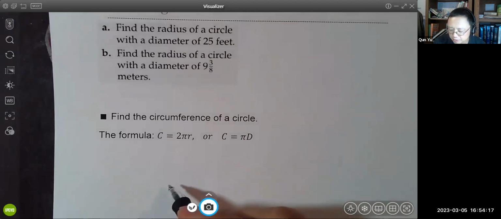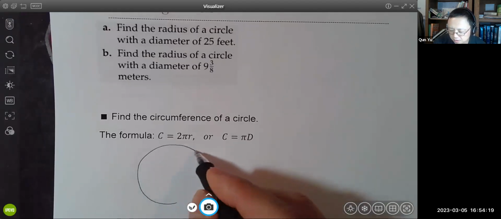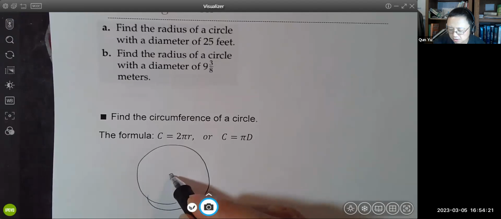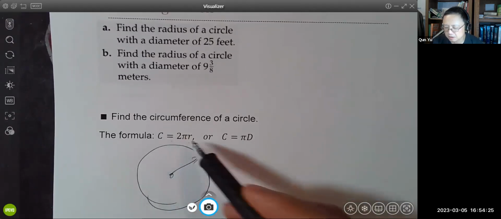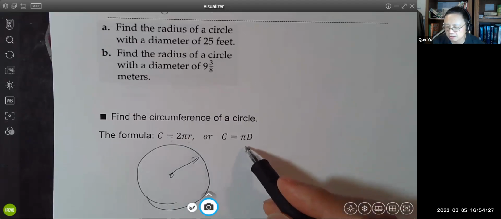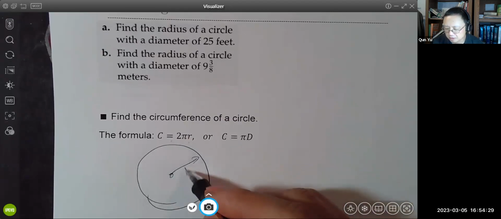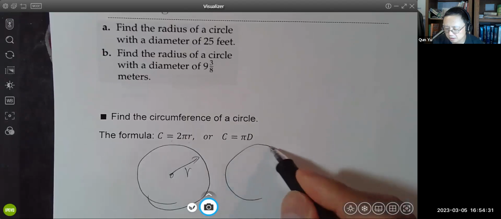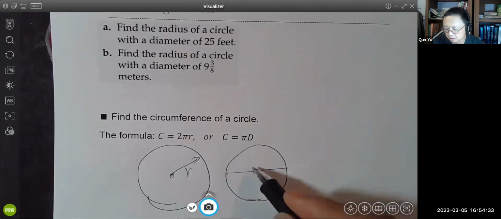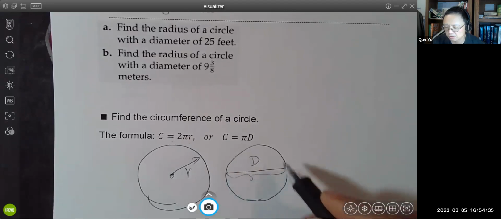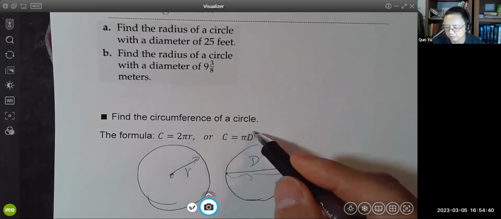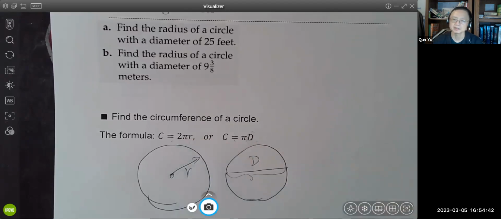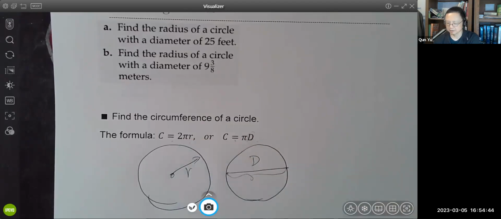So we have 2 formulas. This is a circle, this is the radius. If you're given the radius, use this formula. If you're given the diameter, which is called d, this whole thing, use this formula, because 1d equals 2r. If you replace d with 2r, you get the exact same formula. It just depends on which one is given.